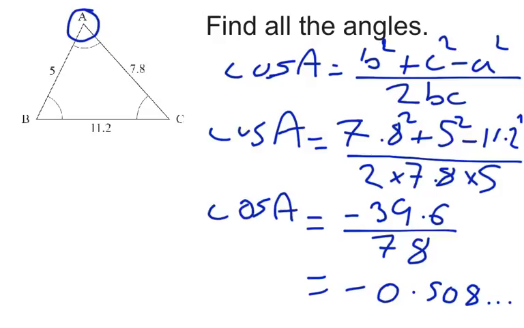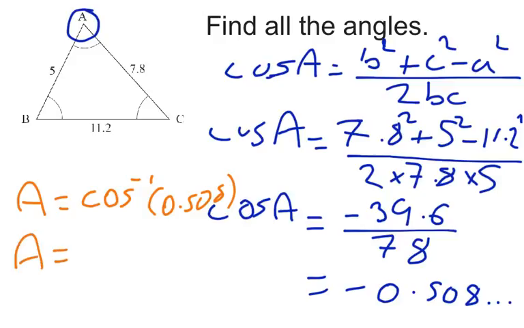So we're not quite finished. That's cos of A, so we need to find A. The angle A is equal to cos inverse of minus 0.508, or the answer key is the best way to get that for you, which is A equals 120.5 degrees.